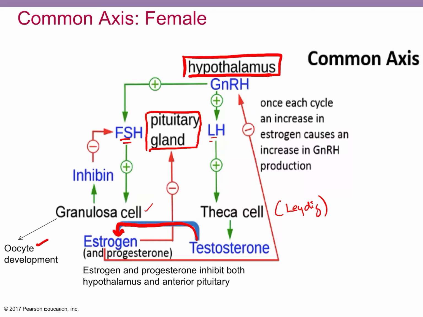Estrogen and progesterone inhibit both the hypothalamus and the anterior pituitary. So you can see the red line. So we have the negative feedback to the pituitary gland and negative feedback to the hypothalamus. There is an exception, right? The exception is that once each cycle, estrogen actually does not negatively inhibit the gonadotropin releasing hormone. There actually increases the luteinizing hormone being produced. So it's going to create that LH spike, right? So we're going to actually have positive feedback here around ovulation and get that LH surge. That's the exception.